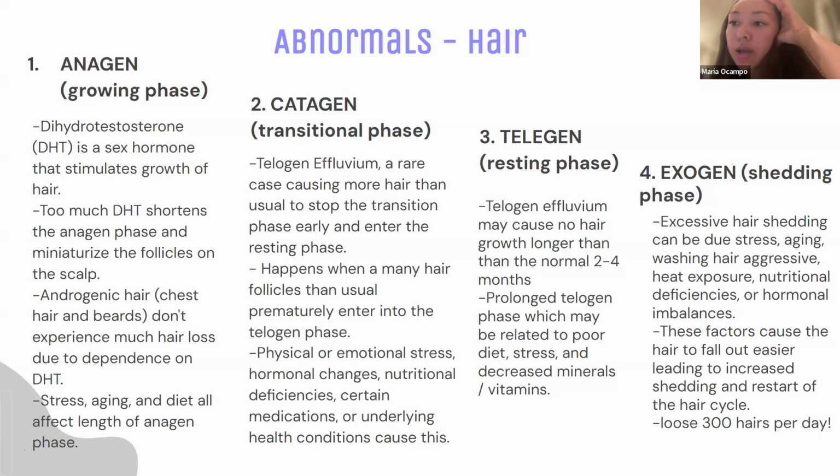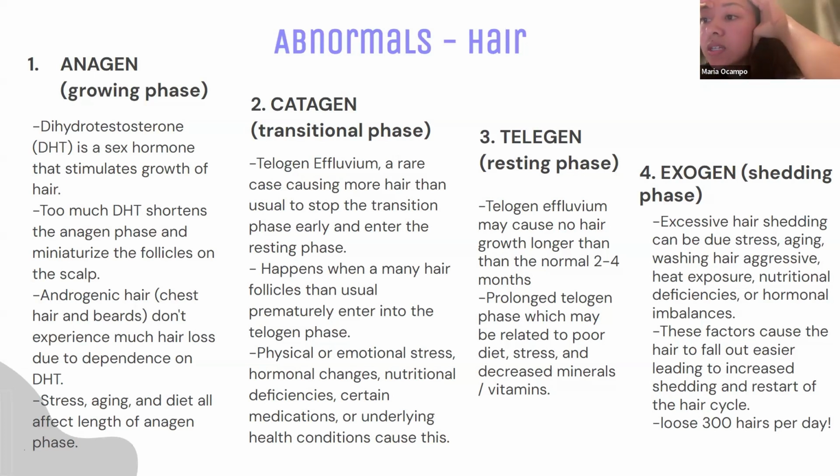Telogen effluvium is a rare case that affects the catagen phase, telogen phase, and leading into the exogen phase. So telogen effluvium is a rare case where more hair goes into the telogen phase at an early transition, so more premature hair. A large amount of premature hair goes into the transitional phase, leading to the telogen phase.